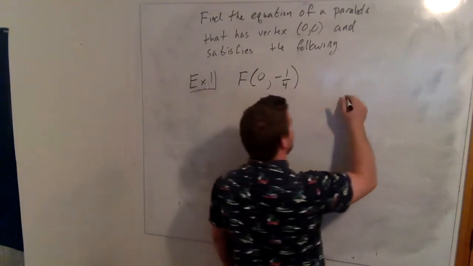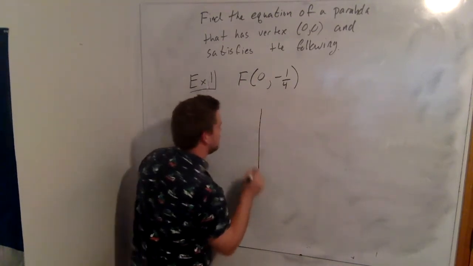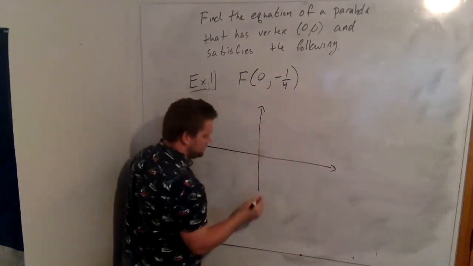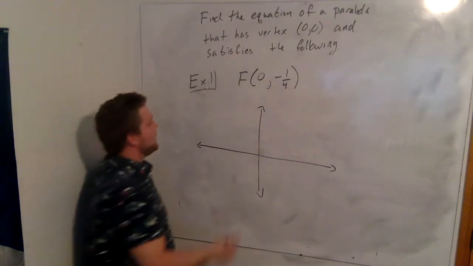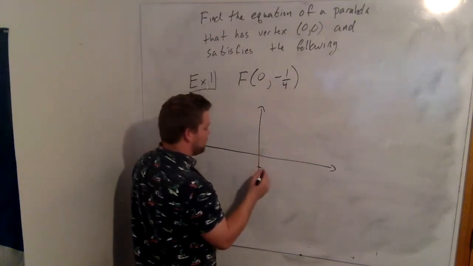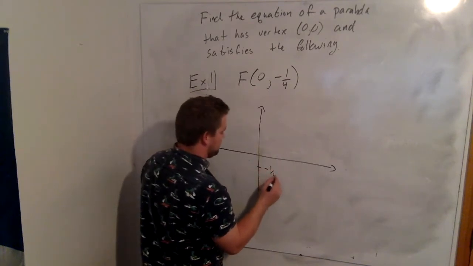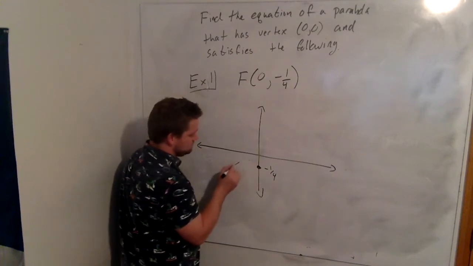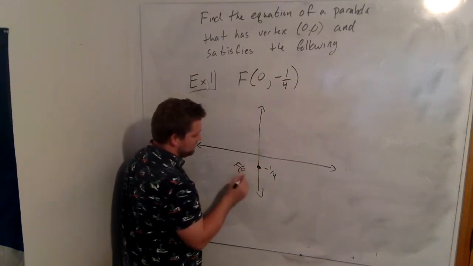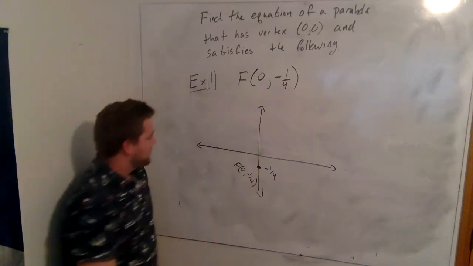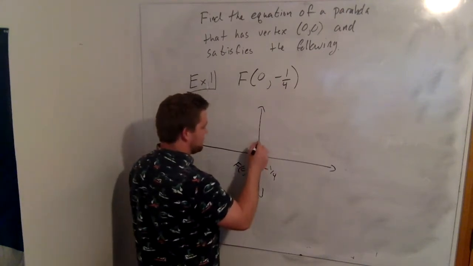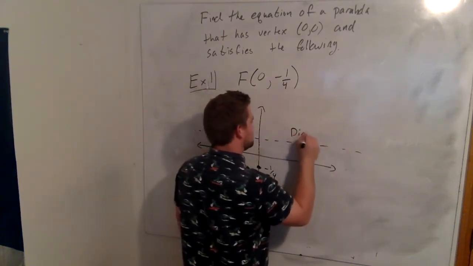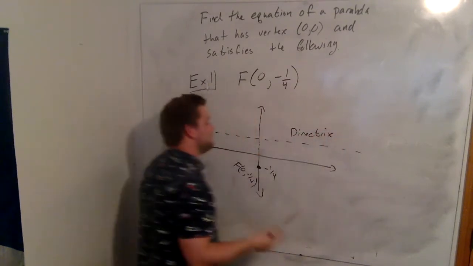Where is the focus located? What we really want to do here is figure out the orientation of this parabola. The focus has an x-coordinate of 0 and a y-coordinate of -1/4. So here's -1/4. This is where the focus is. That means that the directrix will be up here.